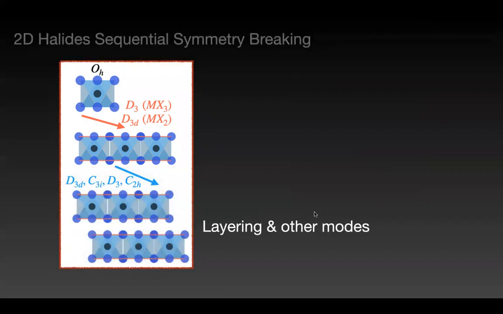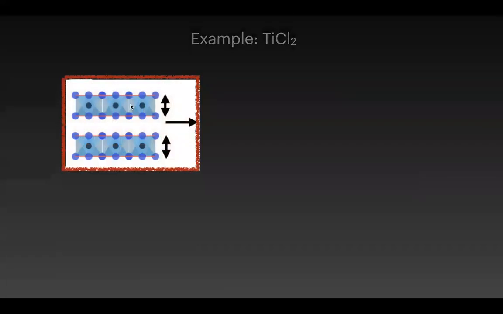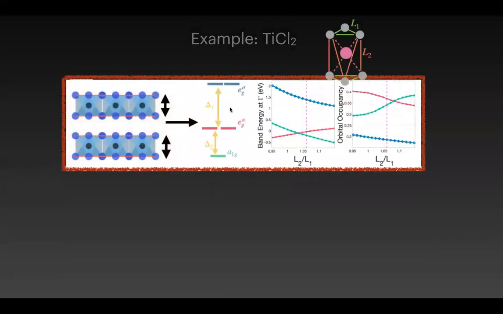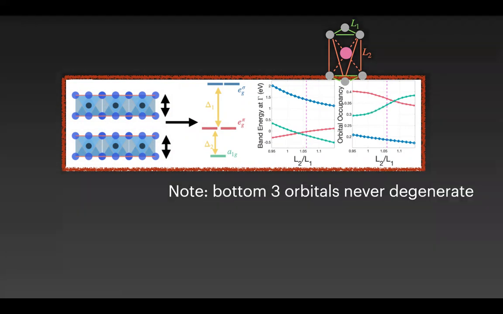Okay, so we can also break symmetry further with layering and other possible modes that I'll get into a little bit later. But to give you an example, titanium chloride, do a calculation with DFT, no U, non-magnetic. We just want to see the crystal field splitting as a result of distortions. You take the material, you distort it, and one of the things you see, again, as a function of L2 over L1, is that you can control the crystal field splitting. And importantly, you control both the band energies as well as the orbital occupancy differences between the lower orbitals.